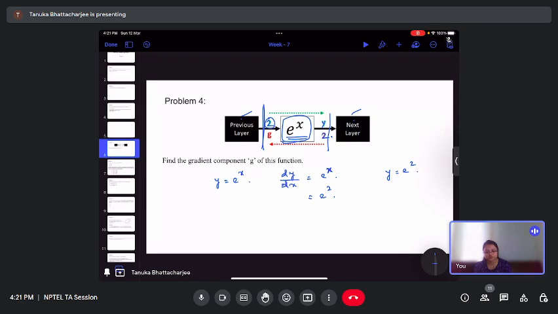Now, if you want to compute g, what we do is you have to take the gradient till this point, then multiply the gradient contribution from this block.